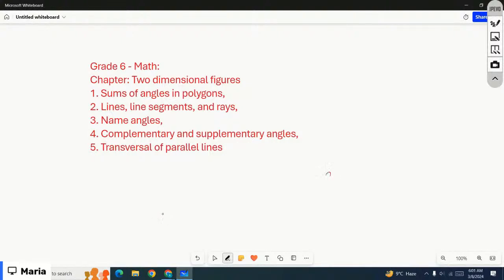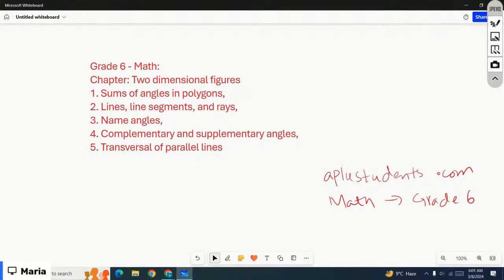You can find all the lessons on aplusstudents.com. You have to log in there using your email address and the password provided by the administrator. Then select math from the subject tab, scroll down to grade 6 and click on view all lessons. There you can find a list of the chapters. We're going to start with the chapter 2 dimensional figures.